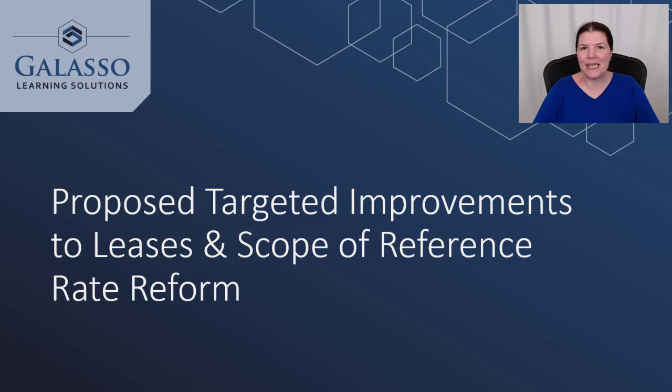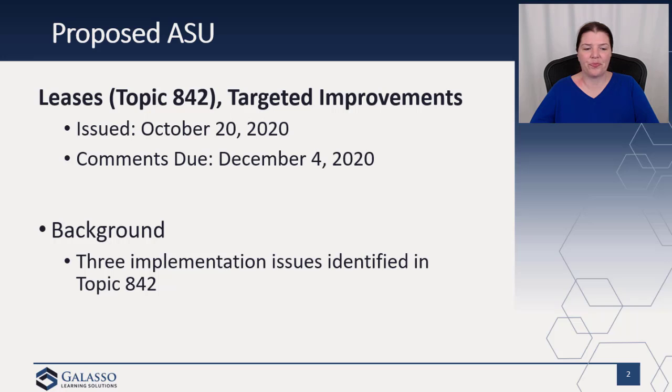My name is Melissa Galasso, and today we have a 2-for-1 special. 2 different proposals, 1 blog, both of them by FASB. The first one is targeted improvements to leases. Now with the adoption of 842 by public companies, a few issues came to their attention that they wanted to address. And then reference rate reform. Again, we have ASU 2020-04, but there have been some questions about its scope. So let's dive on in.